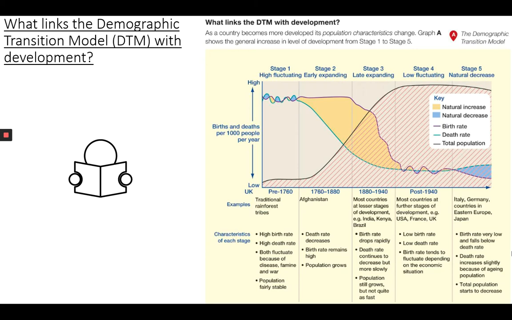The y-axis on the left-hand side represents births and deaths per 1,000 people per year and ranges from low to high. The x-axis on the bottom is in chronological order, with the oldest time period on the left and present day being on the far right, all in terms of the UK's history.